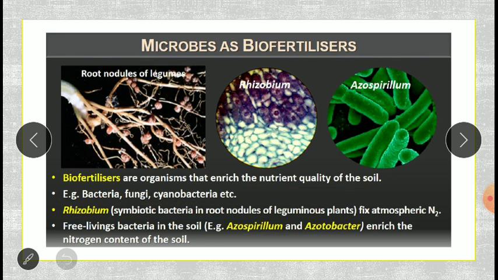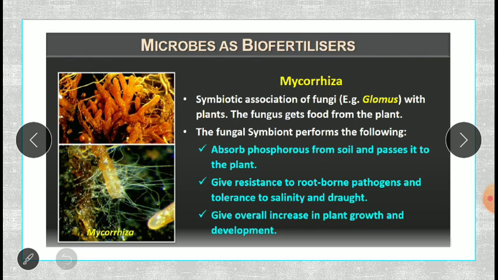So let us see first the mycorrhiza. The mycorrhiza are the symbiotic association of fungi, for example Glomus, with the plants. So the fungi with the plants are forming the mycorrhiza. The fungus is going to be getting food from the plant. Ready-made food from the plant it is absorbing. But in turn, this fungus is also going to be helping the plant.